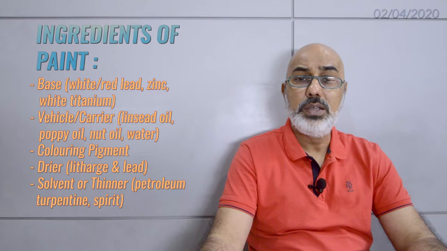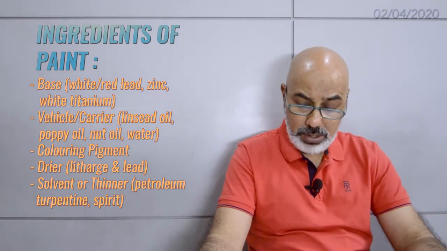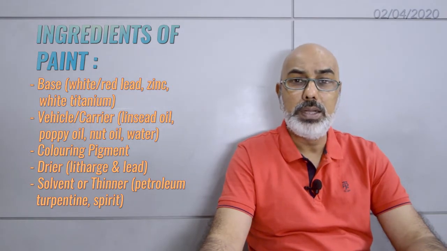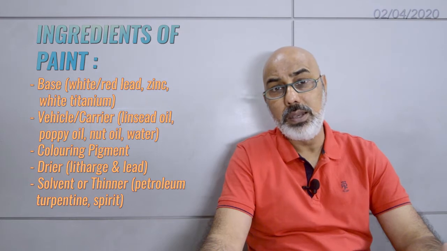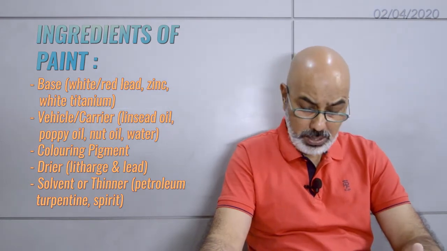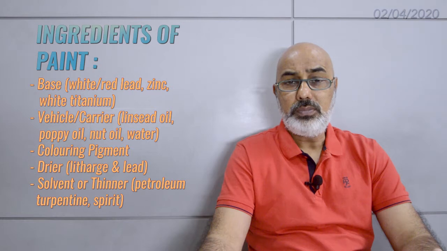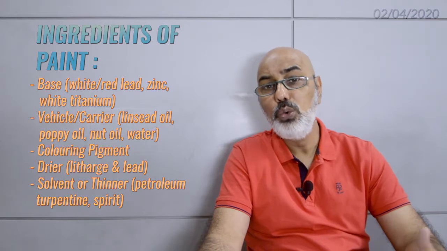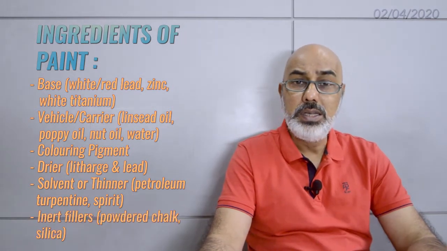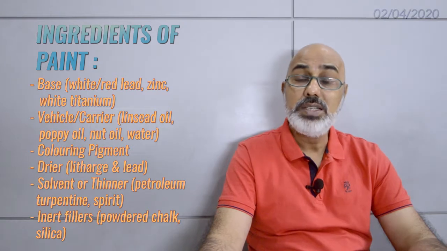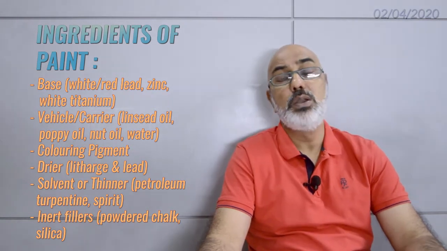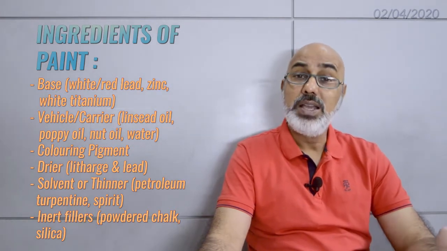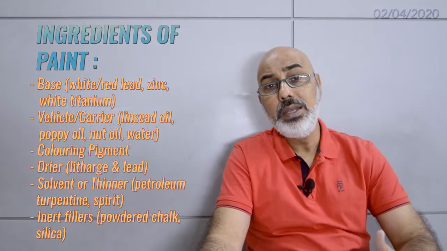Solvent, that's the next thing in your paint, or thinner, to make the application of the paint smooth, like turpentine, petroleum, spirit. These are the things which when added, it dissolves, it thins the paint and it becomes easier for us to apply it onto a surface. The last thing is inert fillers. That modifies the weight of the paint and makes it economical.